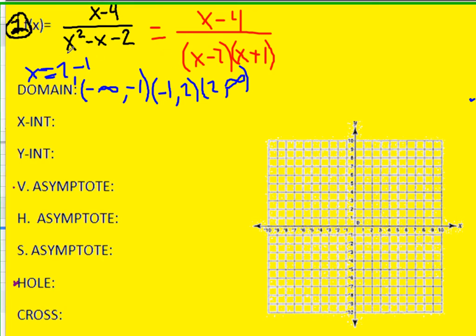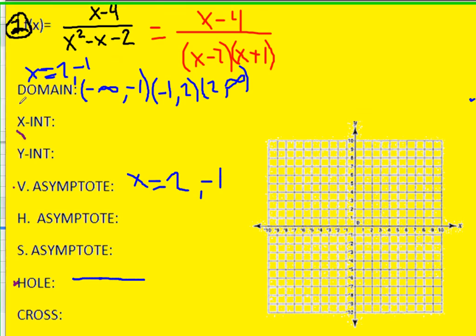Both of those, 2 and negative 1, are either going to be a vertical asymptote or a hole, depending on whether or not they cancel with the numerator. Well, nothing cancels with the numerator, so that means that there is no hole, and that our vertical asymptotes are both of those values, x equals 2 and negative 1. So now we can look at the rest of the problem, the x-intercept and y-intercept.